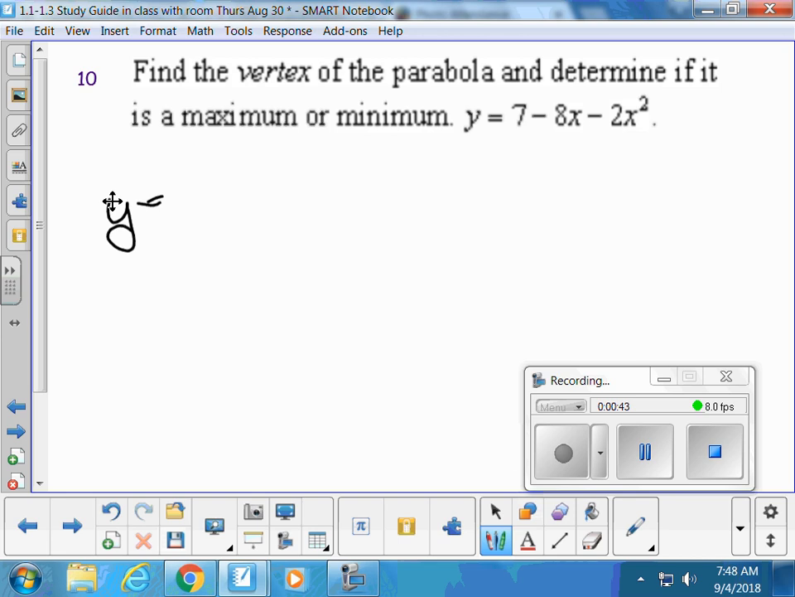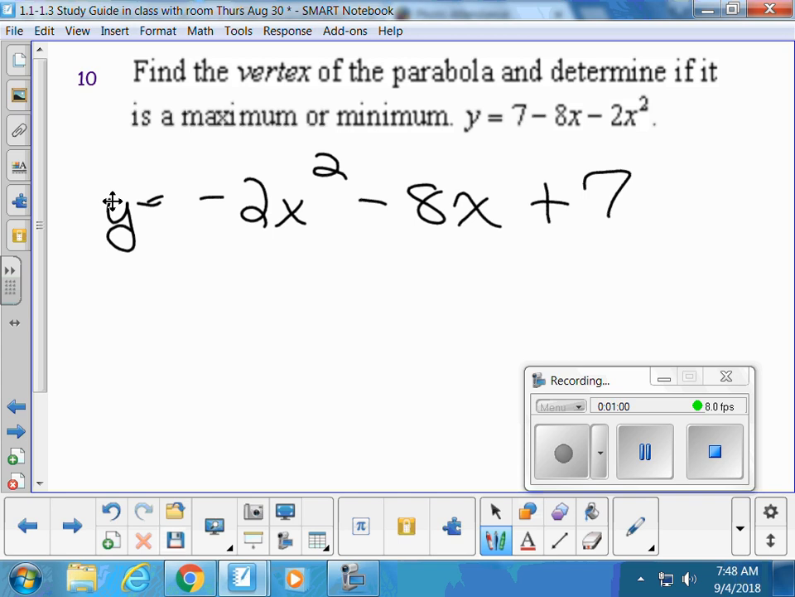This is a negative 2x squared. That should definitely be going first because that's going to be your a value, negative 2. The negative 8x is in the correct position. It's in the middle position. And then that positive 7 is last. So now it's in order, as Amelia said.